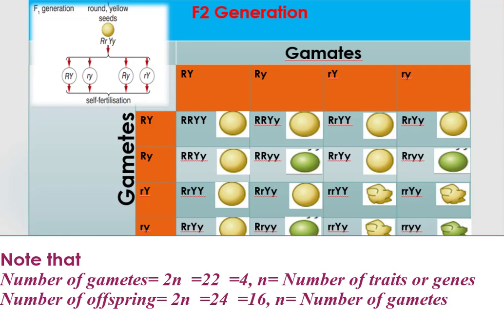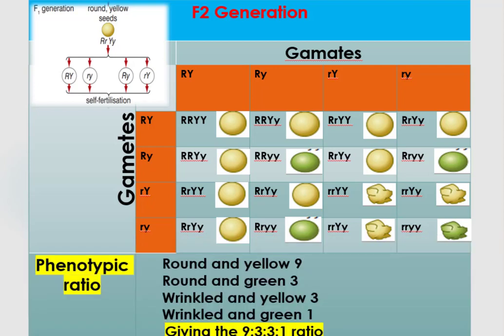When these gametes self-fertilize, which means when capital R, capital Y possibly fused with capital R, capital Y, this produced capital R, capital R, capital Y, capital Y. When gamete capital R, capital Y fused with gamete capital R, small y, this could form capital R, capital R, capital Y, small y. When capital R, capital Y fused with small r, capital Y, it produced capital R, small r, capital Y, capital Y.